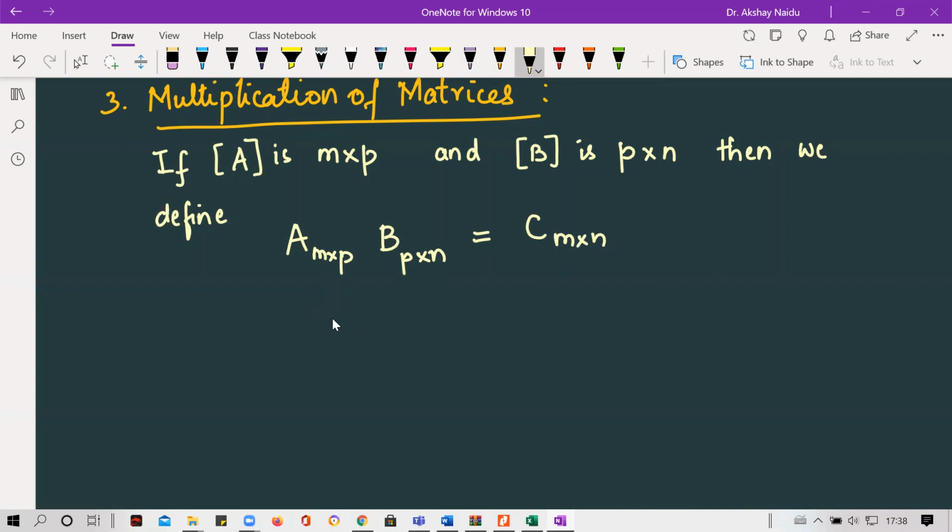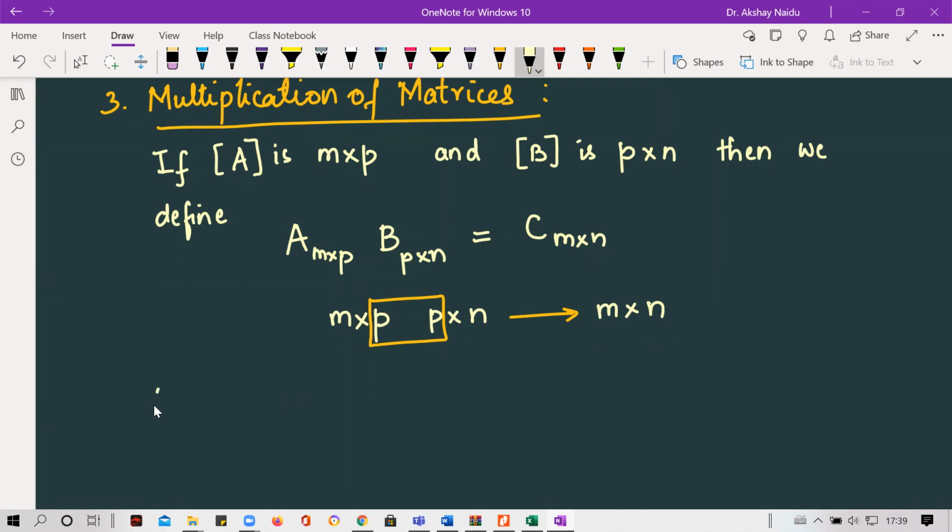So remember, in matrix multiplication, the left matrix is m cross p, the right is p cross n, and you omit the common one. That means the rows and the columns remain. Then m cross n will be the order of the product. Order of the product. Okay.